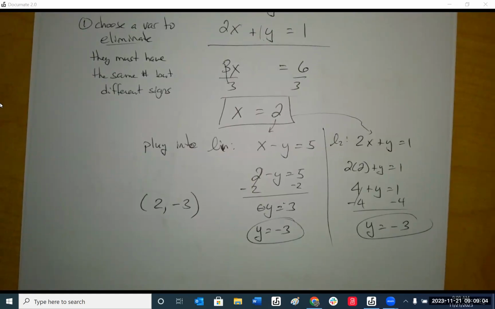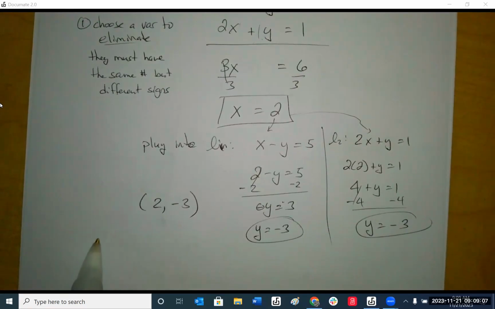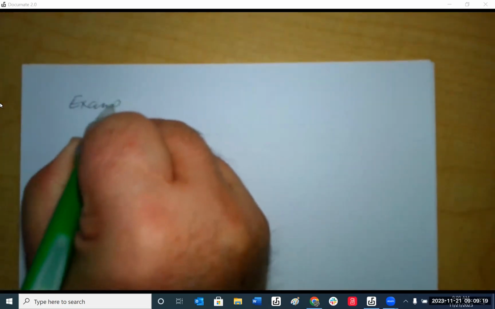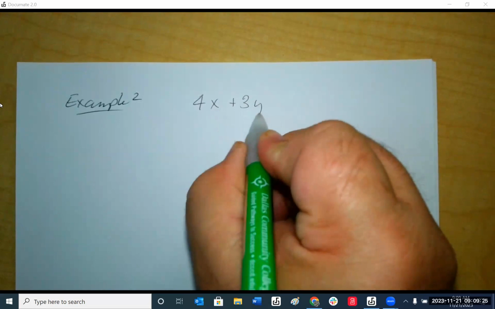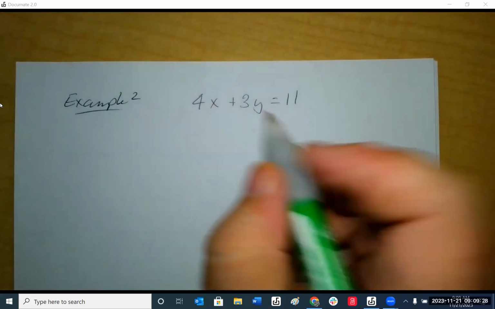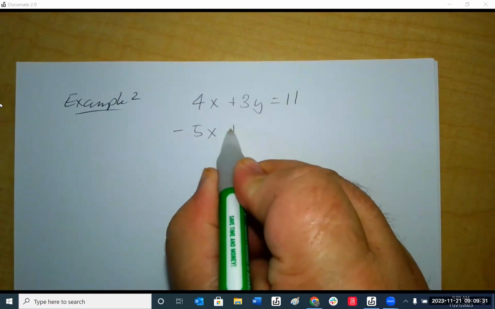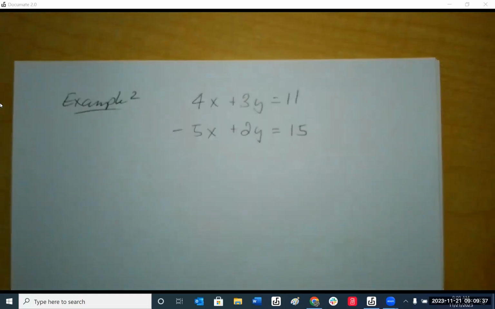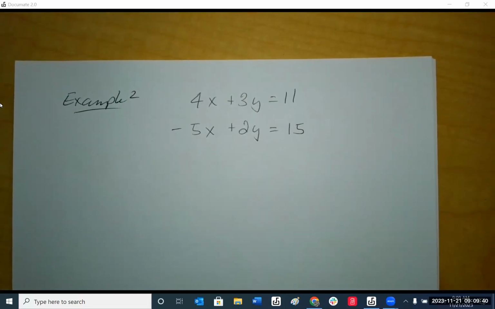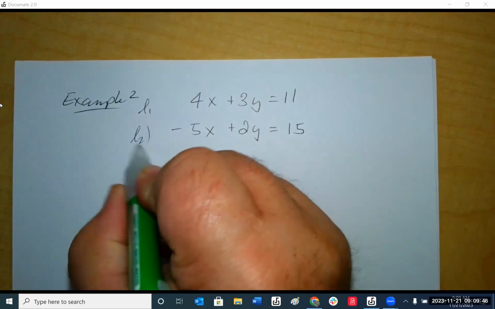All right, so let me look at another one here. Let's look at example 2. Let's use these equations. 4x plus 3y equals 11. -5x plus 2y equals 15. This is line 1, this is line 2.